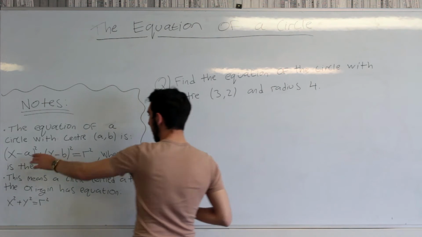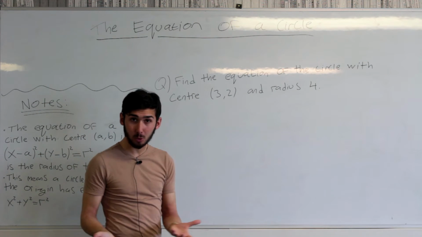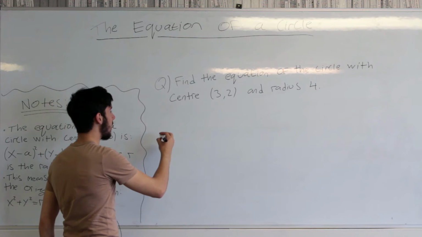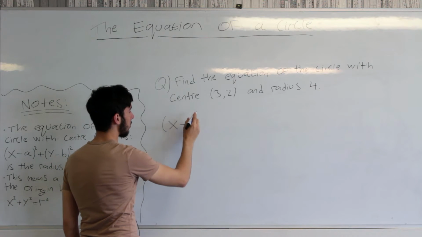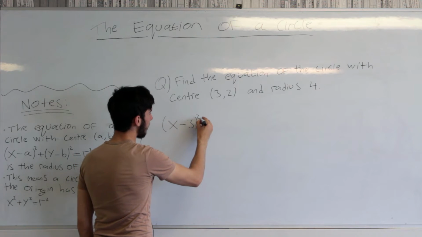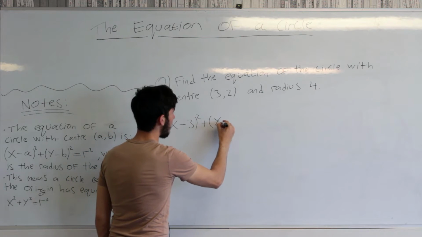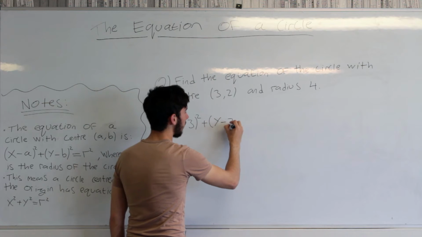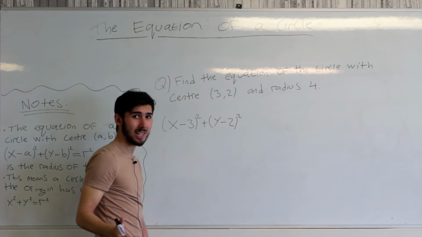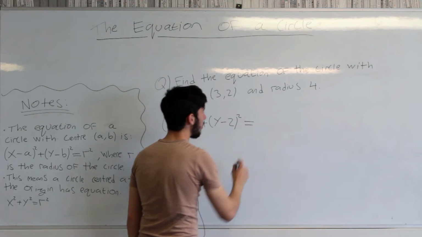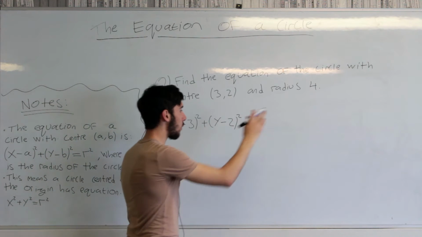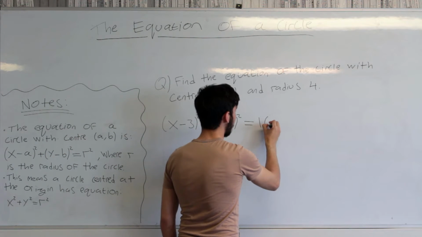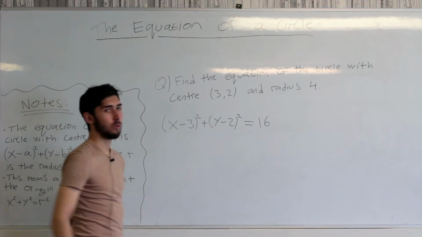We essentially take x and y. Remember, they're always in the equation because they don't change. They need to be there. We have x minus A, which is 3, squared, plus y minus 2 squared, because that's our B again. And that's equal to the radius, which is 4, but we need to square the radius. And 4 squared is 16.